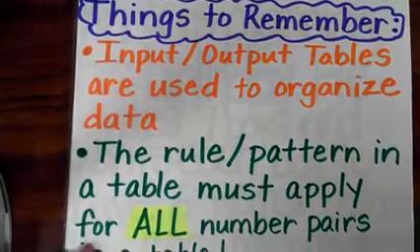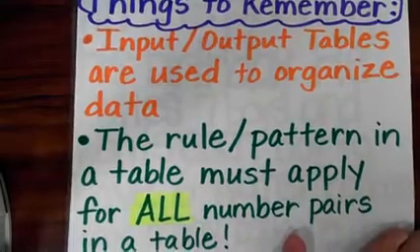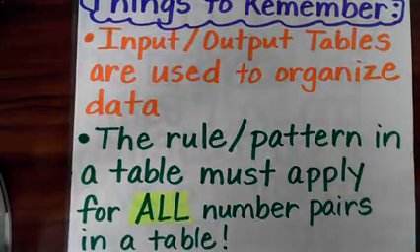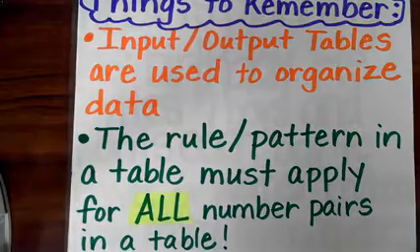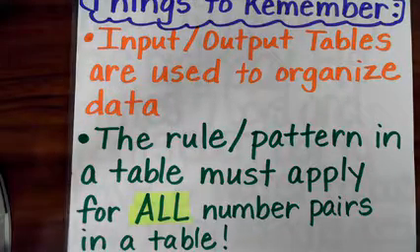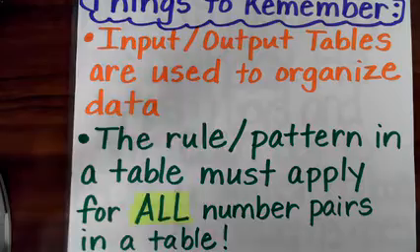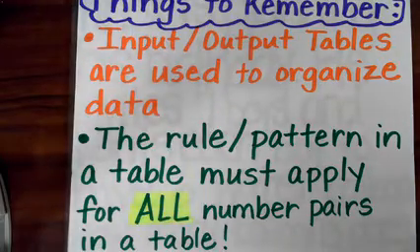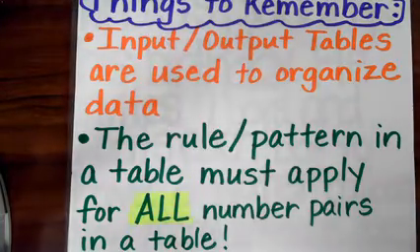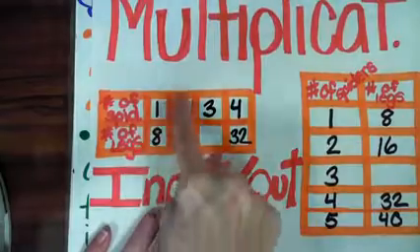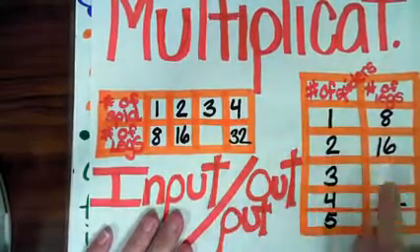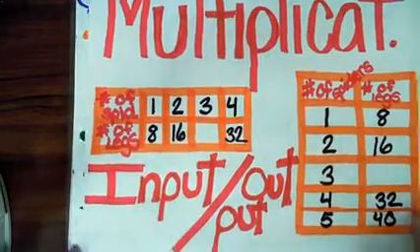We wanted to remind you of some important things to remember when we're dealing with input-output tables or charts. The first thing is that these are used to organize our data or our information. It's a way to organize our information to make it easier to understand. And our second bullet reminds us that the rule or the pattern in a table or a chart must apply to all the number pairs in a table. It cannot be the rule if it only applies to some of the number pairs. It has to work for all of them, all the way across or down the chart. So we need to make sure that we are looking at every column or row and seeing if the pattern fits every one.